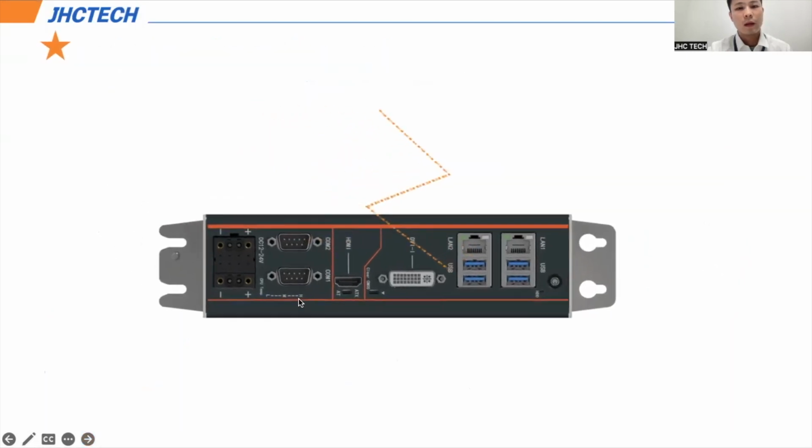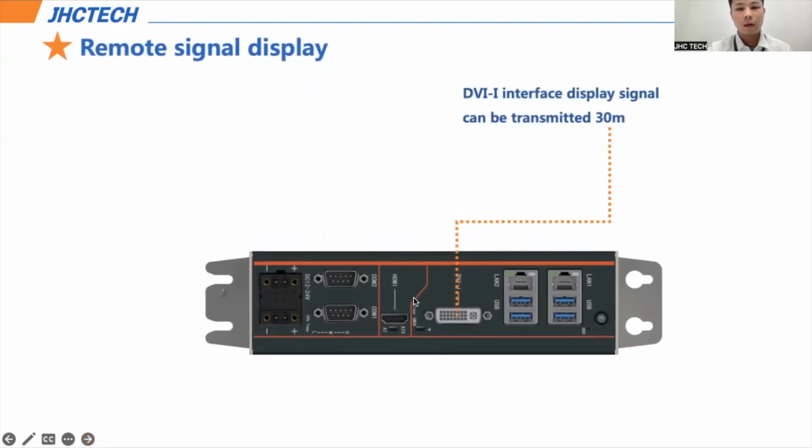Okay, next is the display interface. There's one HDMI and one DVI interface. We choose the DVI because this interface can support up to 30 meters transmission.